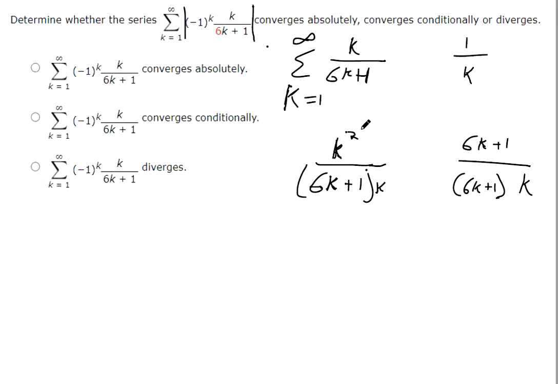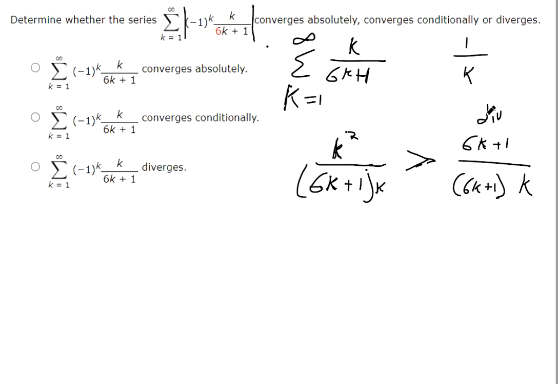It's clear to see that the numerator is going to be bigger than the numerator in this fraction because it's k squared, and we're summing k equals 1 to infinity. Okay, we studied that with horizontal asymptotes. The square power is always going to outpace the first power. So we can say that this is going to be greater than this fraction. So the series we have here is greater than the harmonic series. And from our work in the textbook, this diverges.